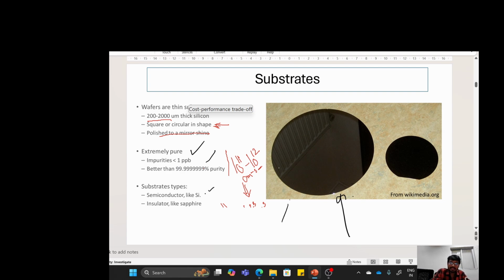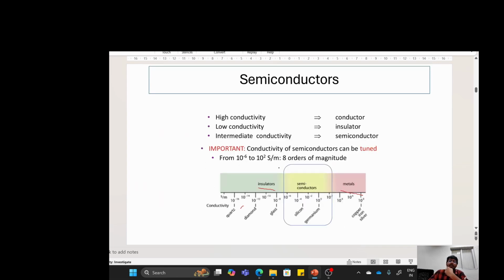Substrates like silicon are mainly used, and for insulators, sapphire and alumina you can use. In semiconductors, Ajiket, if you have any particular doubt, you can ask me. I am just going through the semiconductors. Okay. Yes. I will stop you, Anil, whenever I don't understand. Okay, thank you. Yeah, sure.